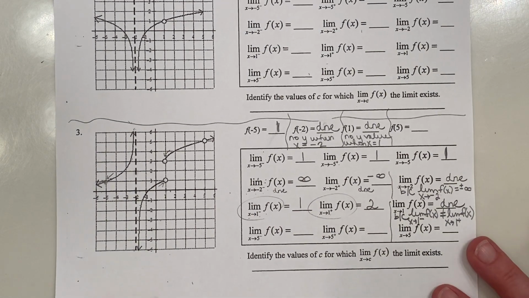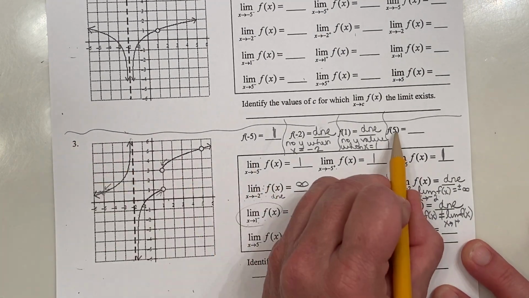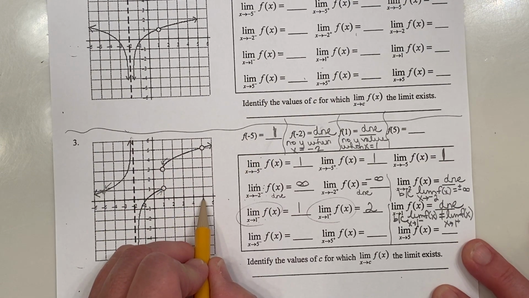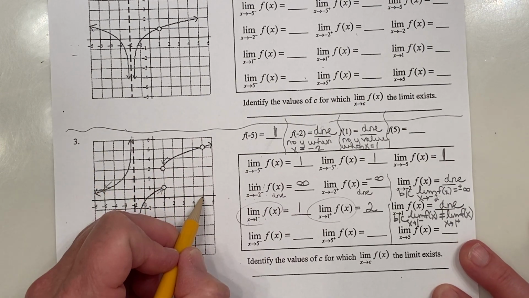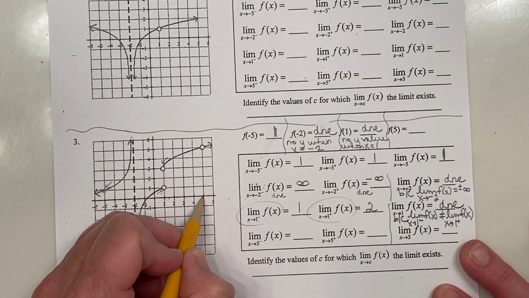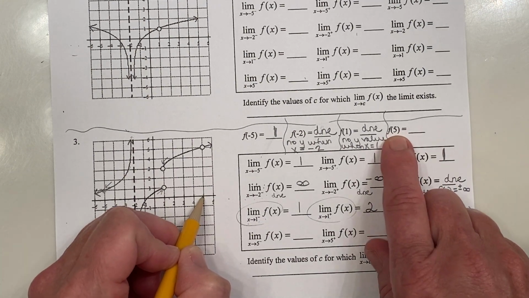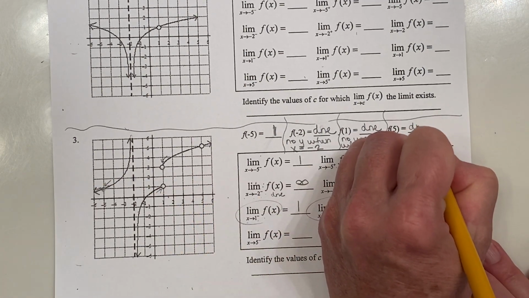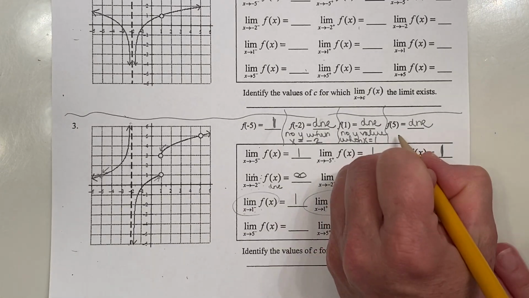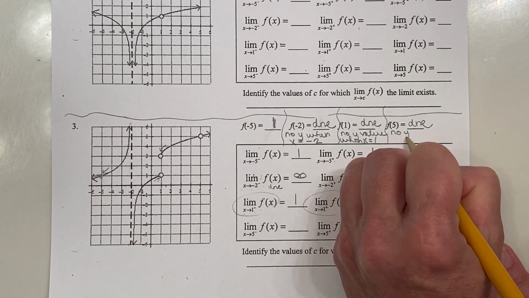All right, and the last one, what's f of 5? Okay, well, when x is 5, I can stand there. I can plant my feet right here. I'm not approaching, a limit is approaching, but at 5, I have to stand here. That's what this notation means. I look up and look down. There's no y value. So the functional value does not exist.